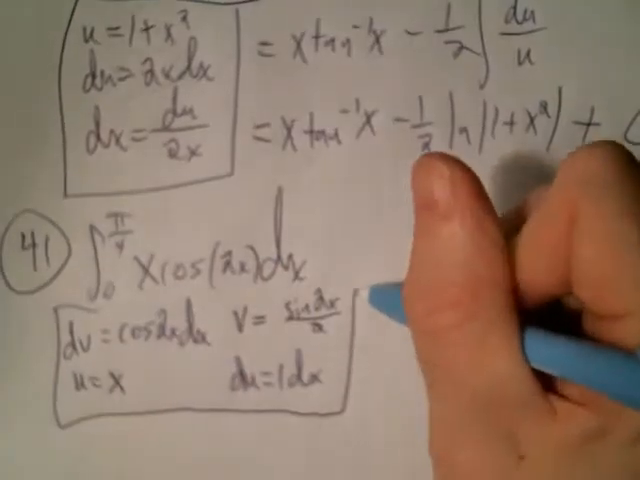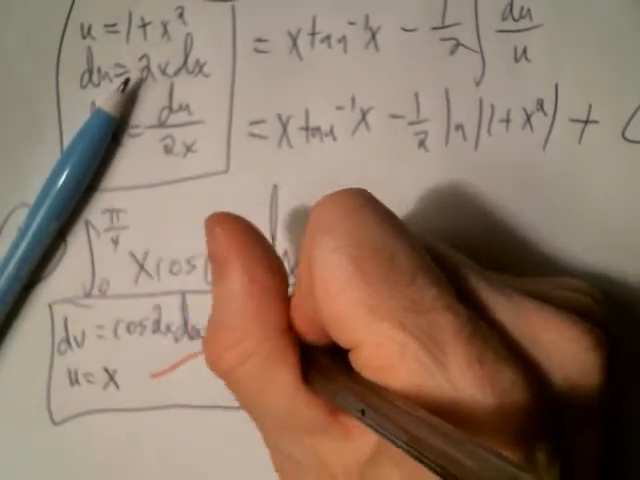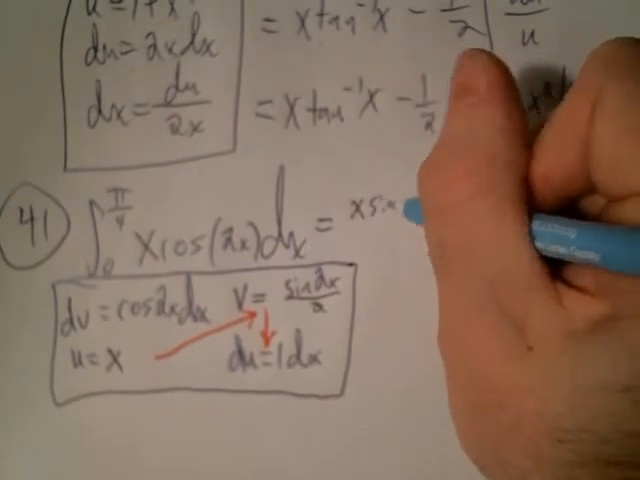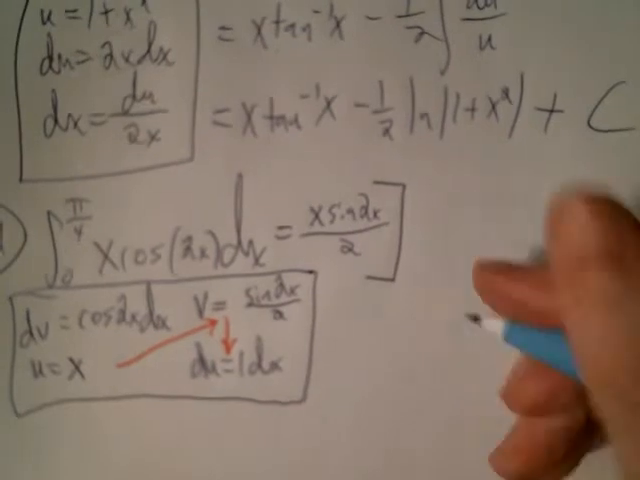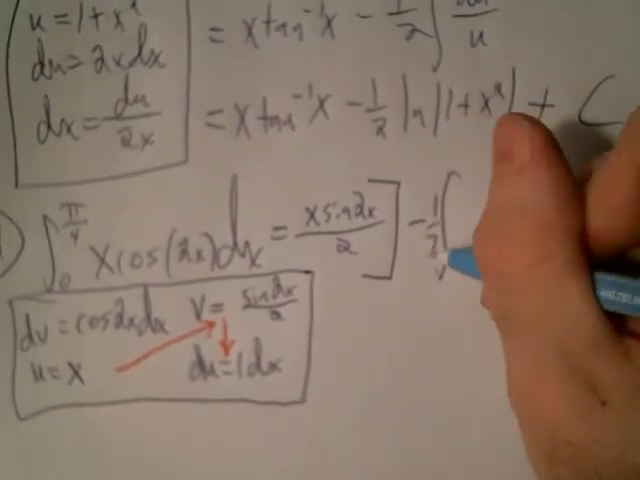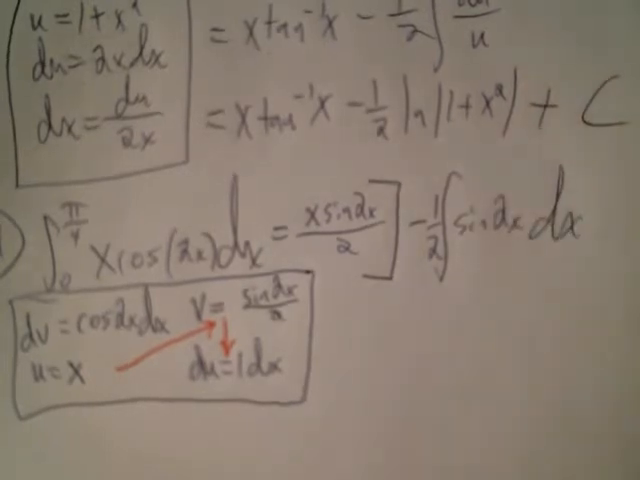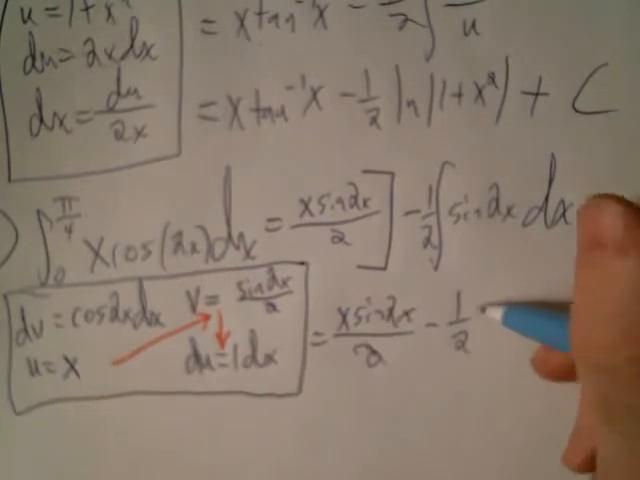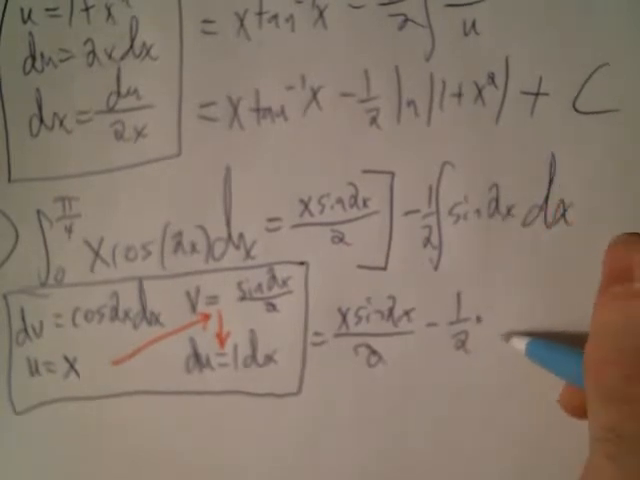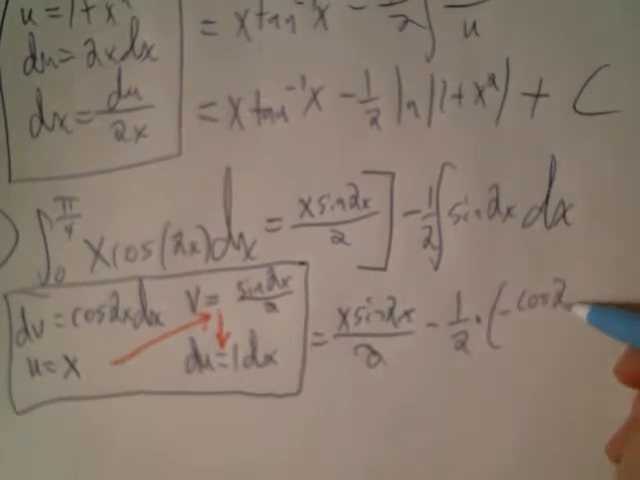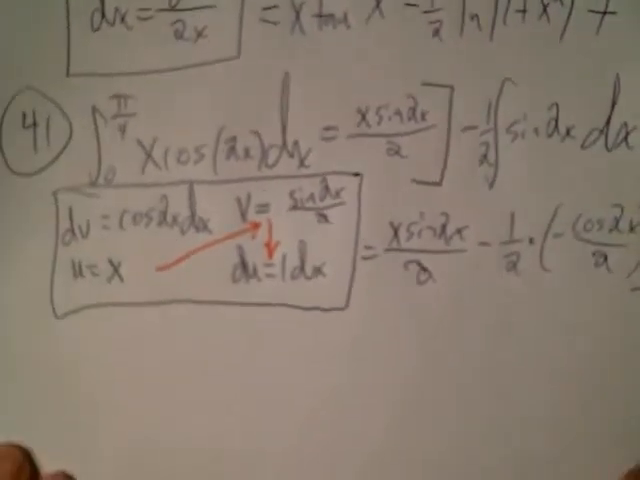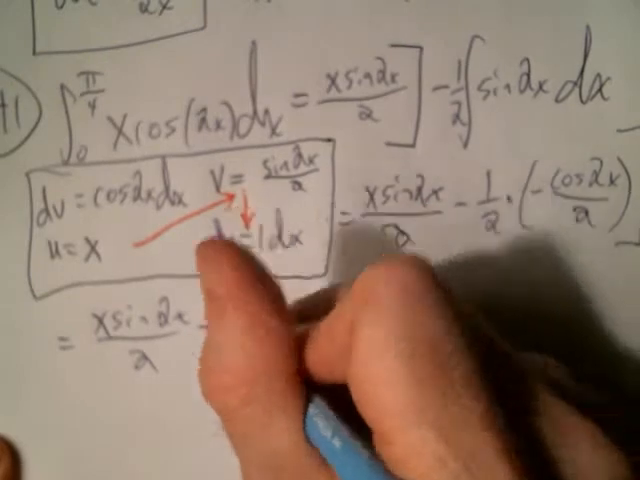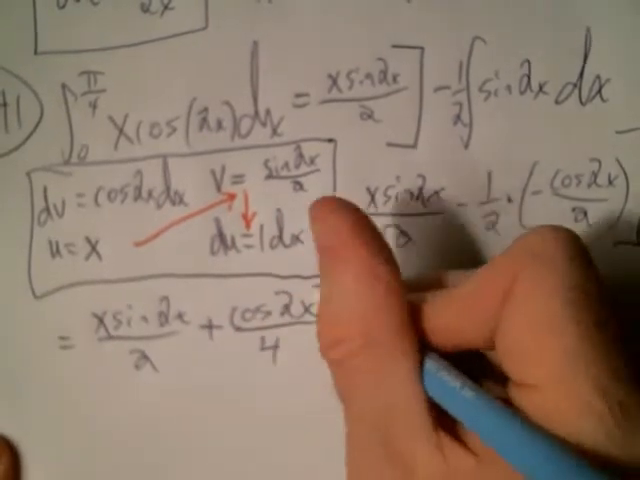Okay, so there's our chart. And then I want to go this times this minus the integral of that times that. So it's x sine 2x all over 2. I've got to remind myself to evaluate. Minus the integral of, we could pull out a 1/2 and just have sine of 2x dx. This will equal x sine 2x all over 2 minus 1/2 times the integral of sine of 2x, which is negative cosine of 2x over 2, and I have to remember to evaluate. So we're ending up with x sine of 2x all over 2 plus cosine of 2x all over 4, evaluated from 0 to pi over 4.